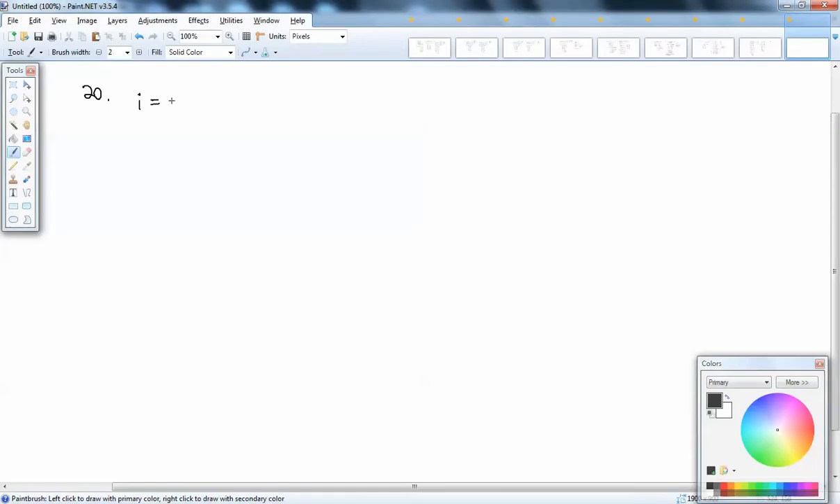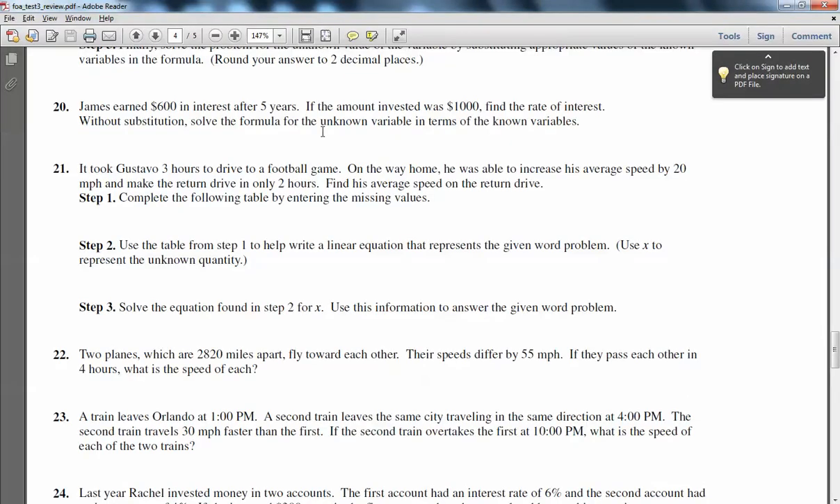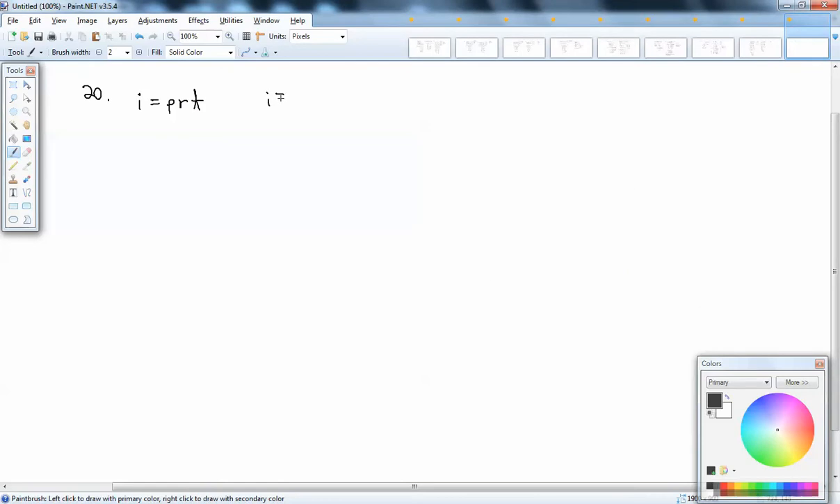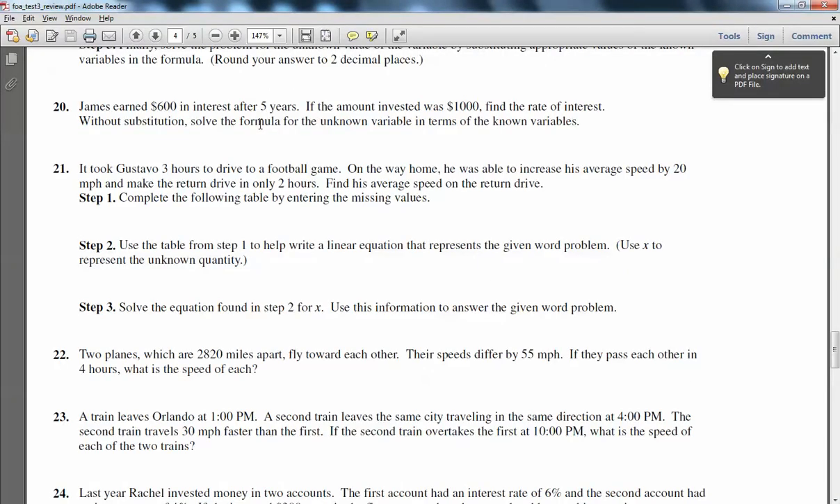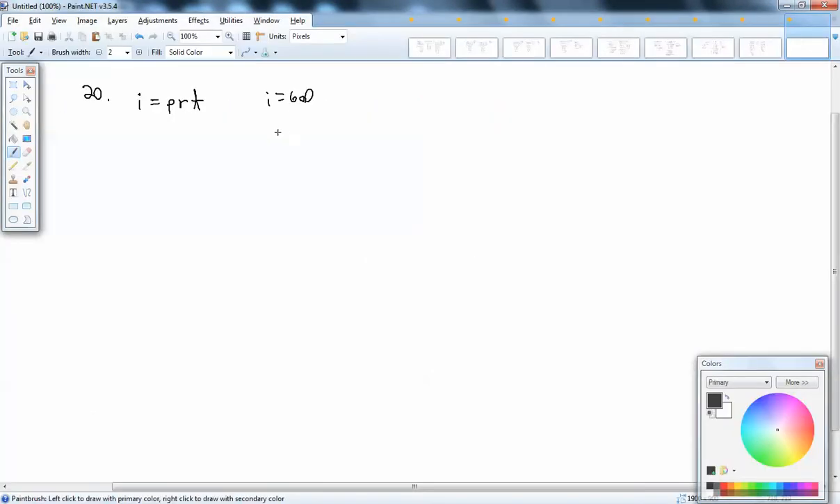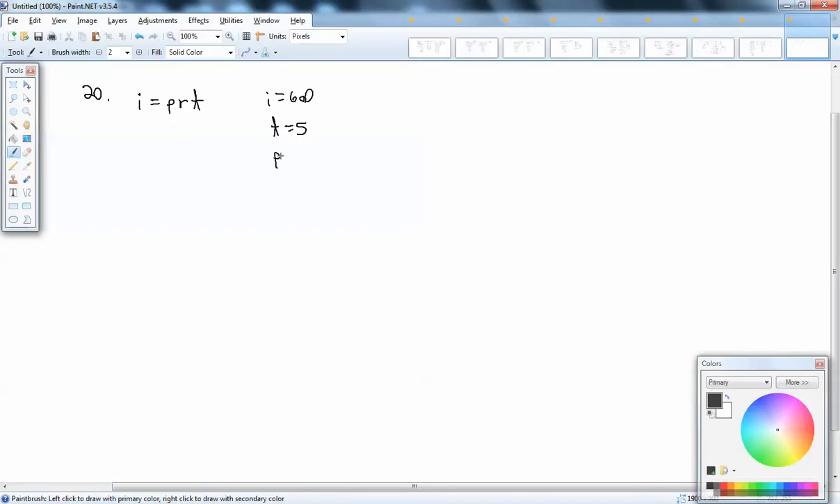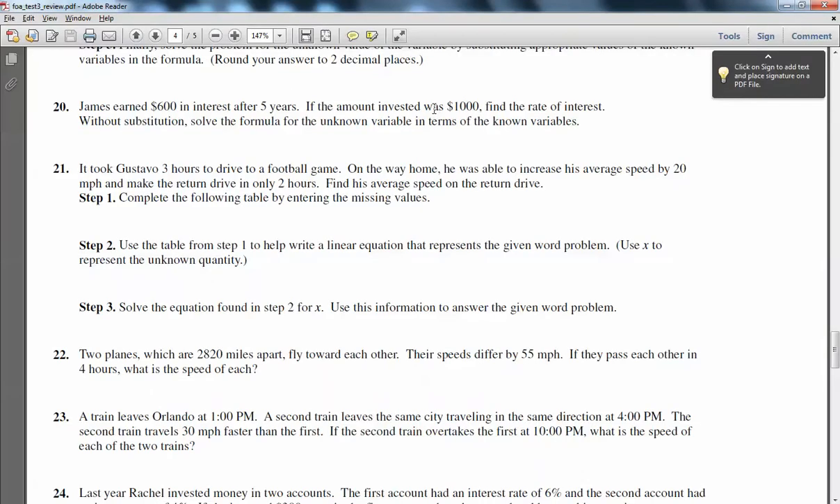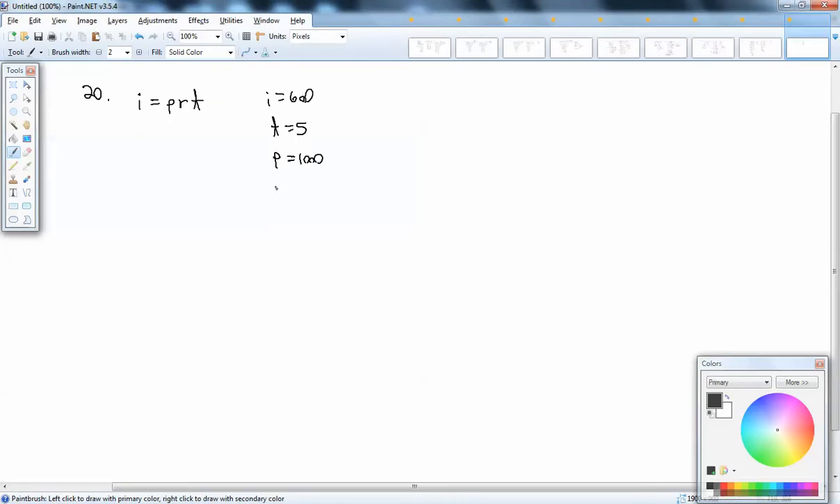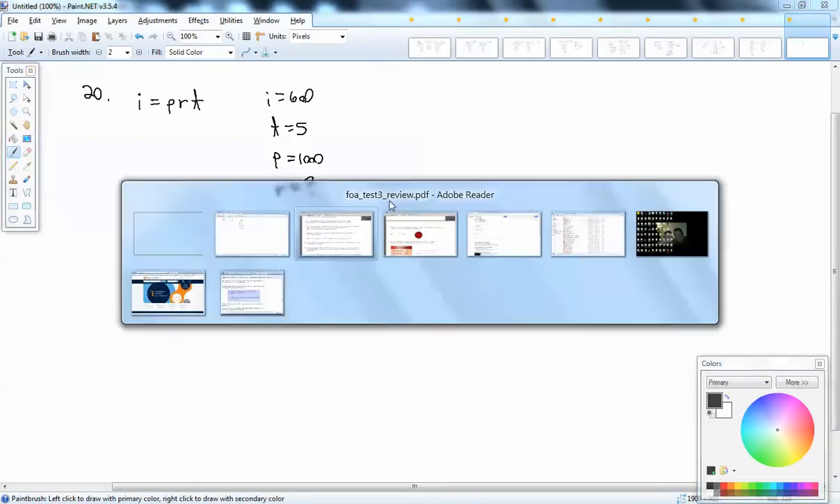Interest is equal to principal times rate times time. What do they give us? James earned $600 in interest, so I is 600. After 5 years, so T is 5. If the amount invested was 1,000, so that's P. Find the rate of interest. So we don't know R, so that's what we're trying to find.